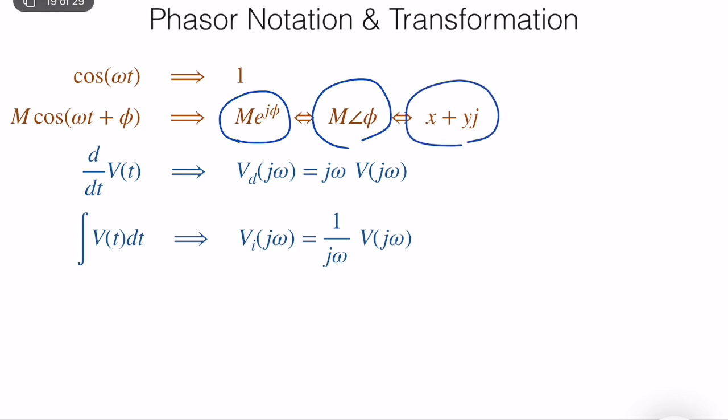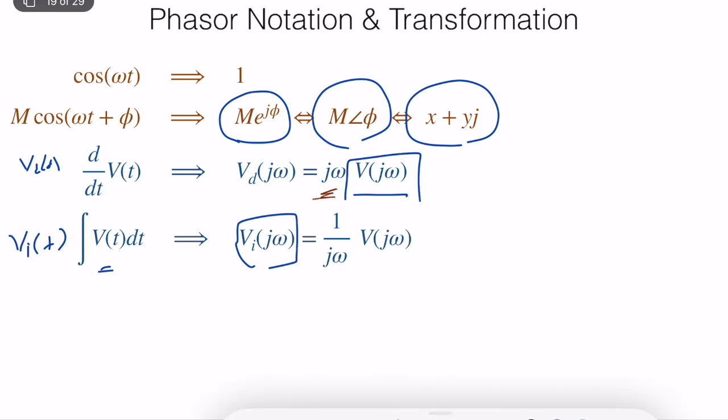It's also possible that we can transform it into Cartesian coordinates. If we have a signal v(t), and this signal's phasor domain value is V(jω), then the derivative is simply multiplication with jω. That's great. If we have an integral operation of v(t), then V_I(jω), the phasor transform version, is equal to 1/(jω) times the phasor transform version of the input signal.